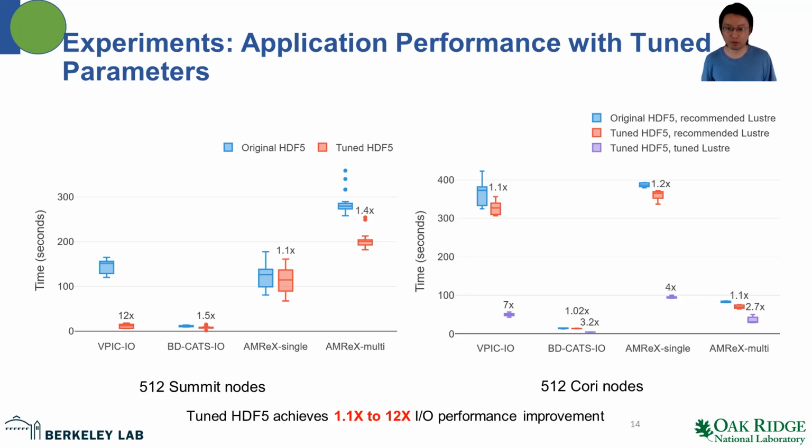And on Cori, we see a similar trend where the best performance gain comes from VPIC-IO, where we observe 7x performance improvements. And with AMReX, we see up to 4x performance improvements with the single-level Nyx configuration and 2.7x with the multi-level Castro configuration.